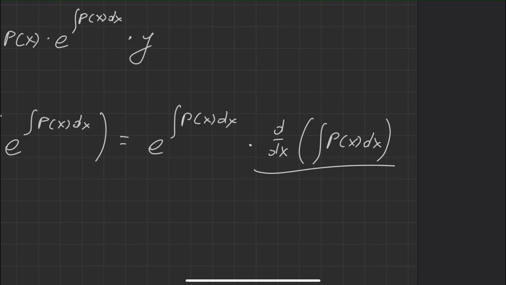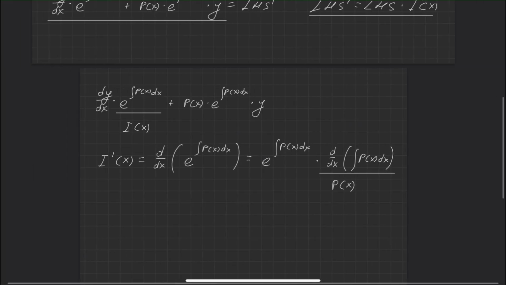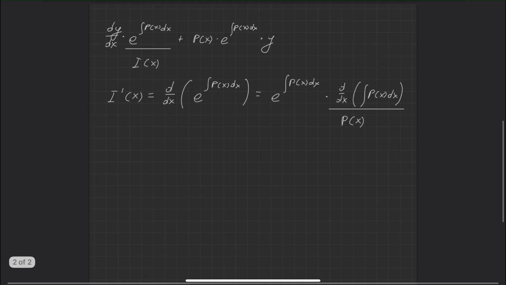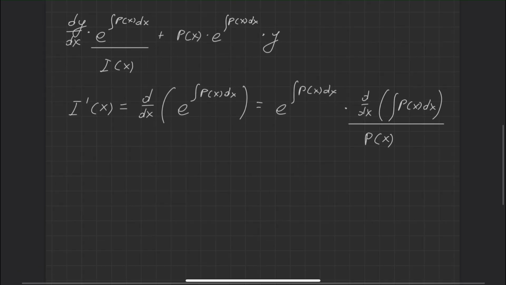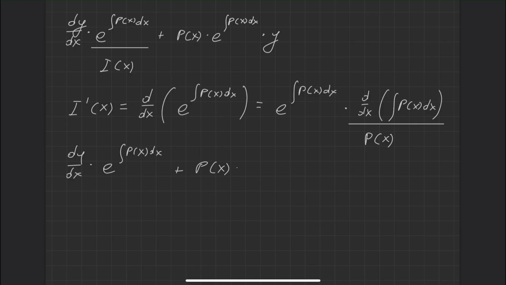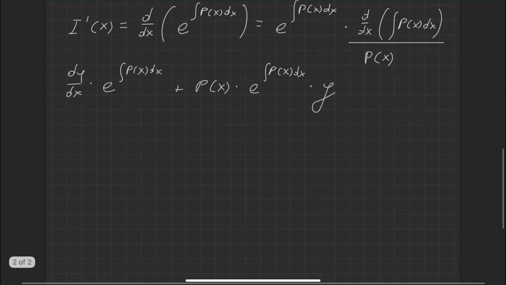Now notice we have the derivative of an integral, so it is going to be simply just our function p of x, okay? So now let's focus on it a bit further. We see already that we have dy dx times this form. Let me rewrite it once again. P of x times e to the power of integral px dx times y.